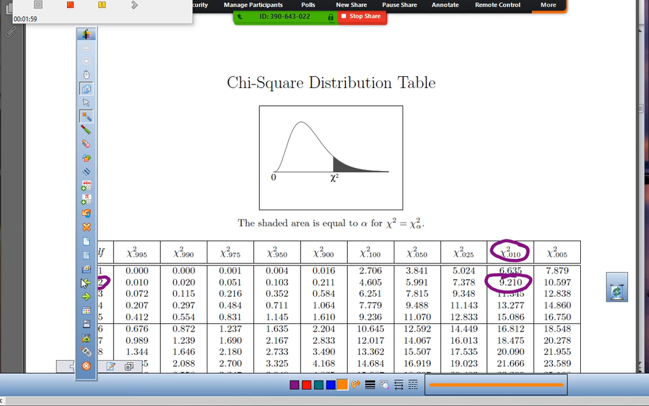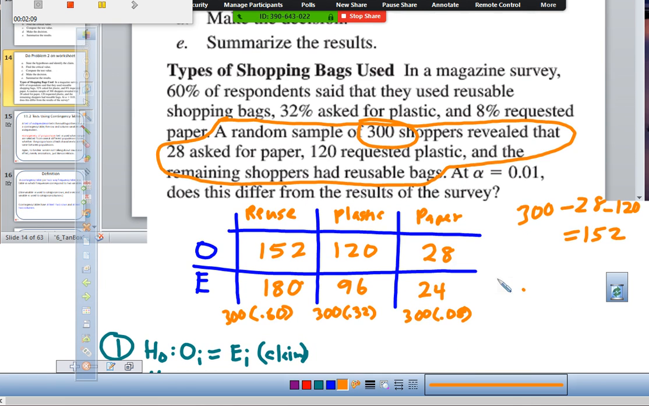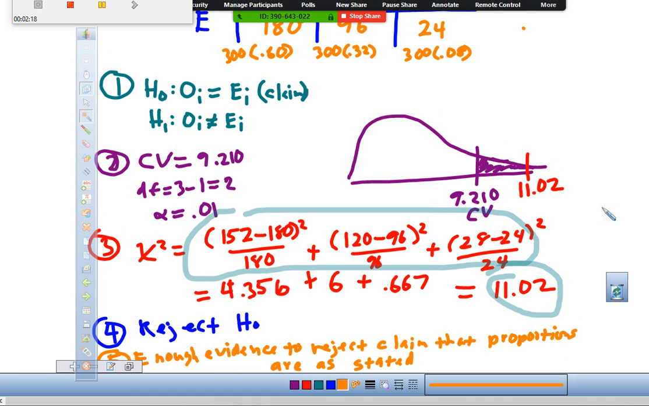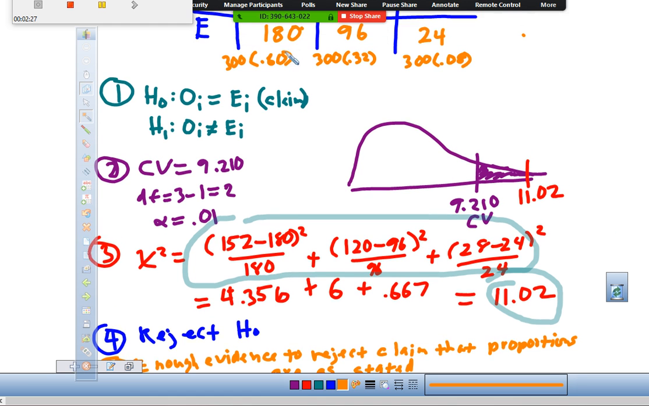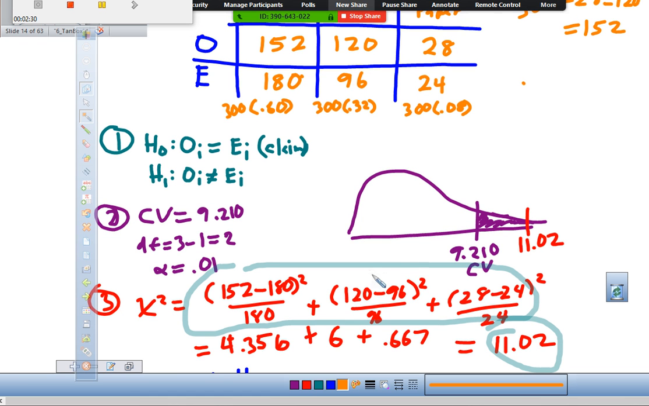So there it is there. So I'm going to do my little straight up and then swoop off, 9.210, and shade. That's my critical value. Then my chi-squared, it's so easy to do this by hand, right? It's just 152 minus 180 squared from your table, divided by 180. 120 minus 96 squared over 96. 28 minus 24 squared over 24. And then just calculate those.